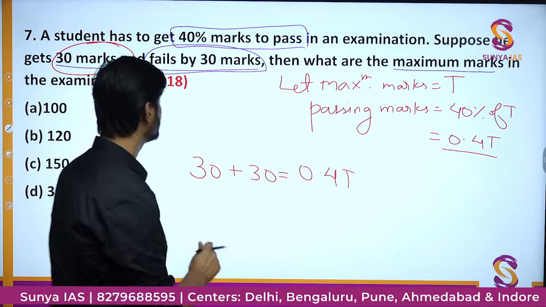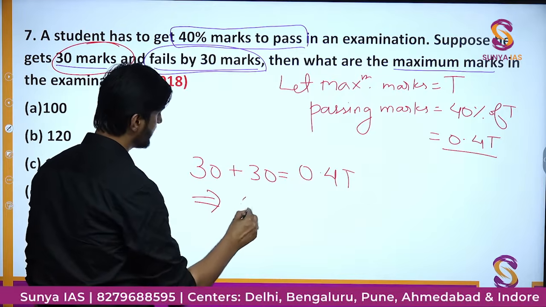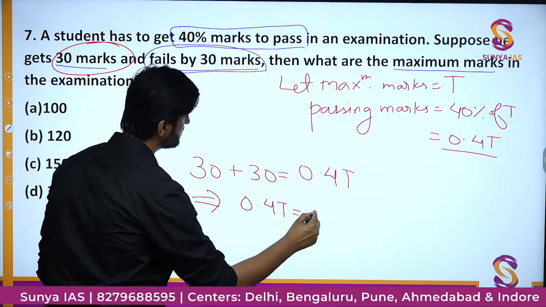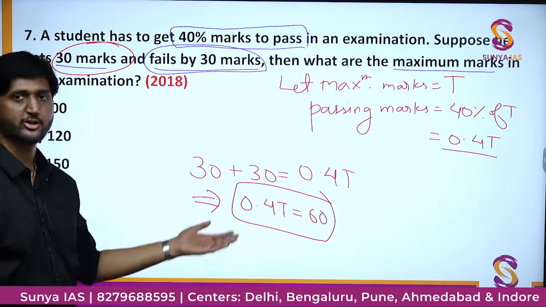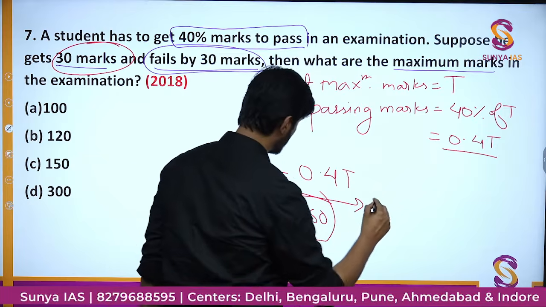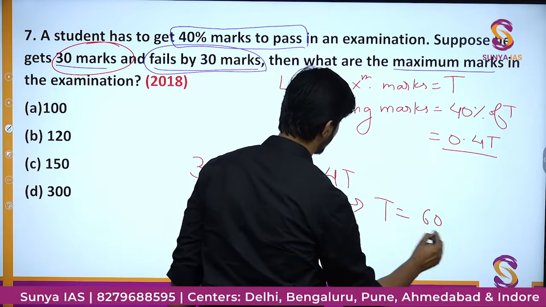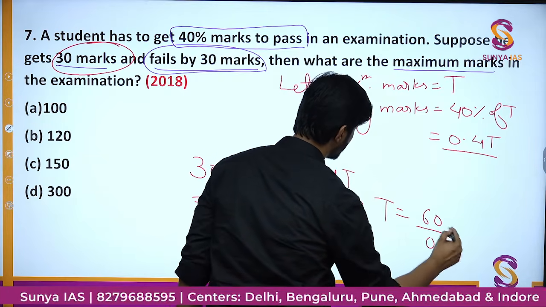The basic idea of the question is that 0.4 T is equal to 60. If you solve this easy equation, you will get the value of T. So let me do that for you. So T is nothing but 60 divided by 0.4. Get rid of the decimal.